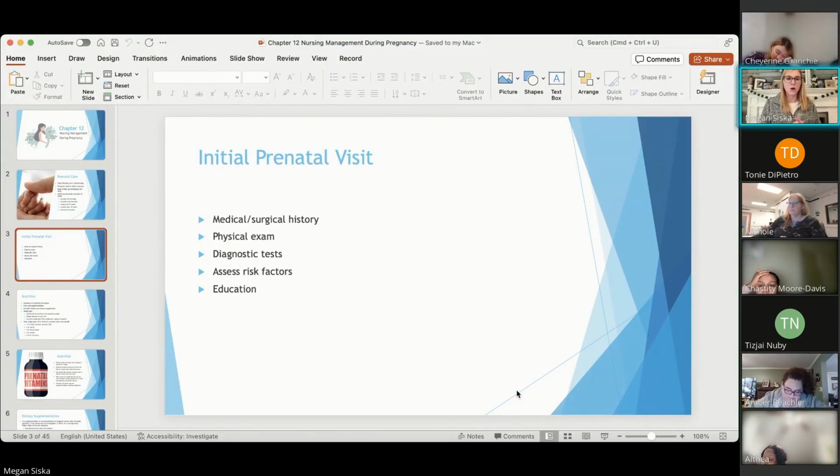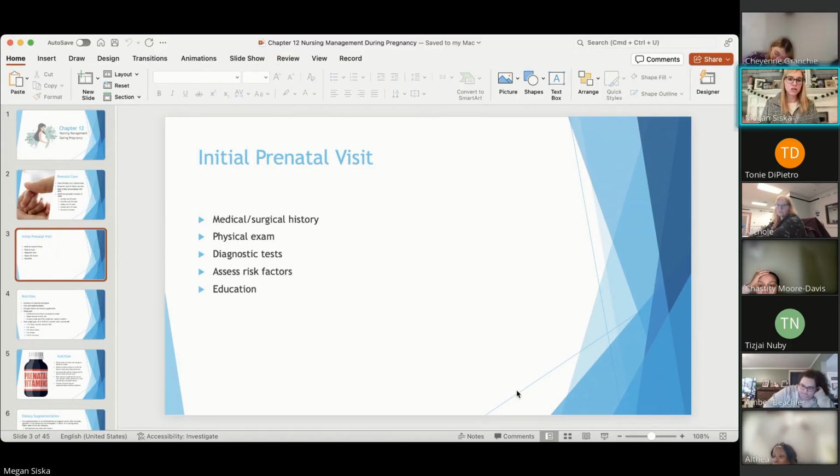So we do a med-surg history, just like we do on all of our patients. We do a physical exam, a head to toe. We do certain diagnostic tests, which I'll get into. We're going to assess for certain risk factors. So that could be things like genetic disorders. It could be chronic conditions that they have, or previous pregnancies that had certain issues like preterm labor, preterm deliveries. So we cover all of that.